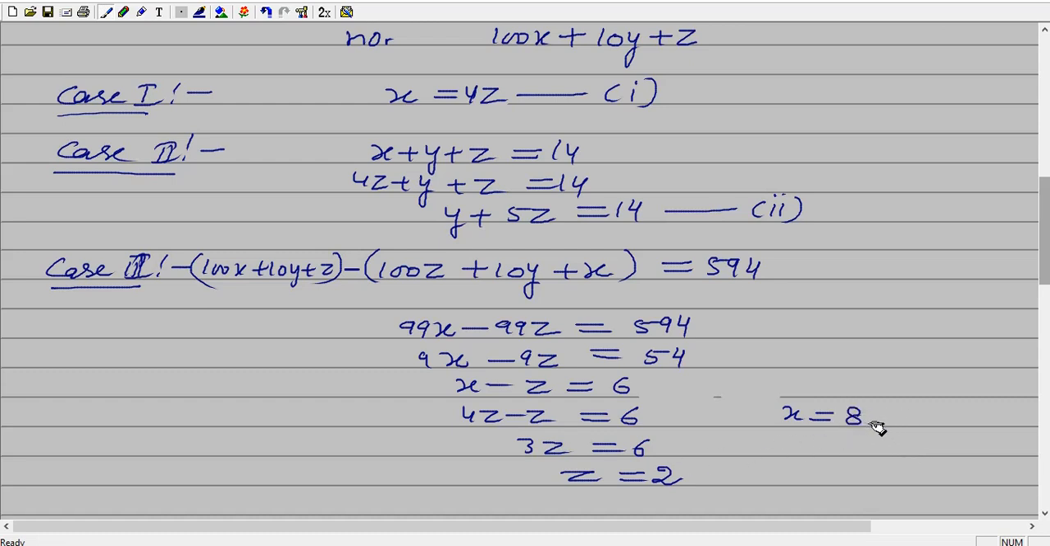Now x is 8, and after you put the value of x and z in equation number second, if you put only the value of z, you will receive y. After that, place all the x, y, z in a number, and you will get the answer. Is it clear? Because I have already found the two values.